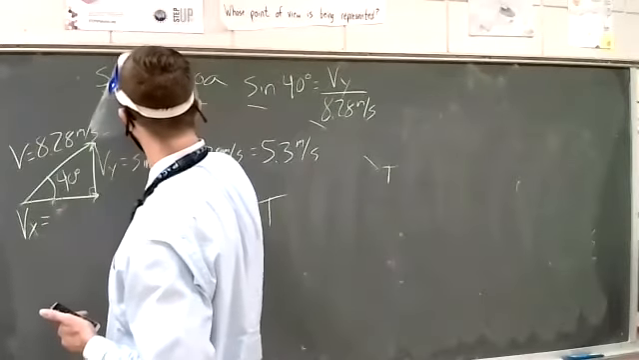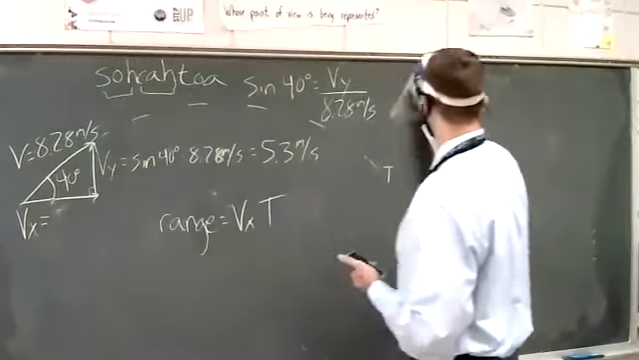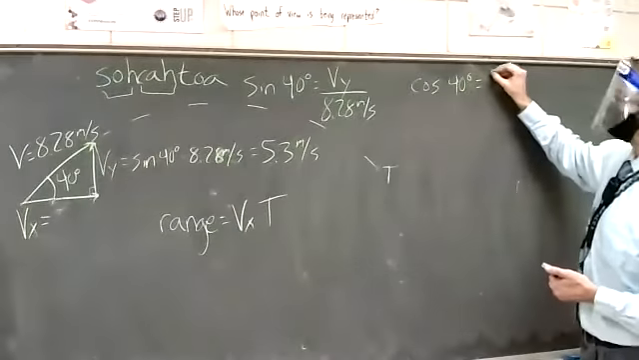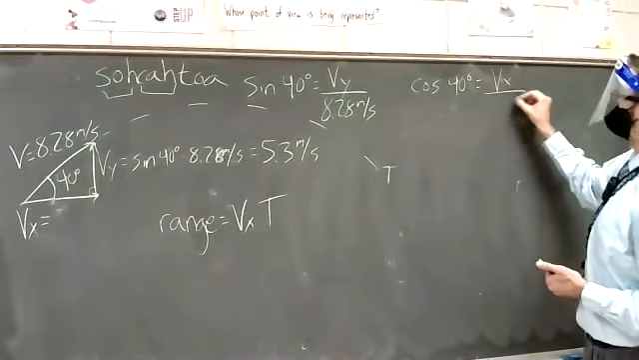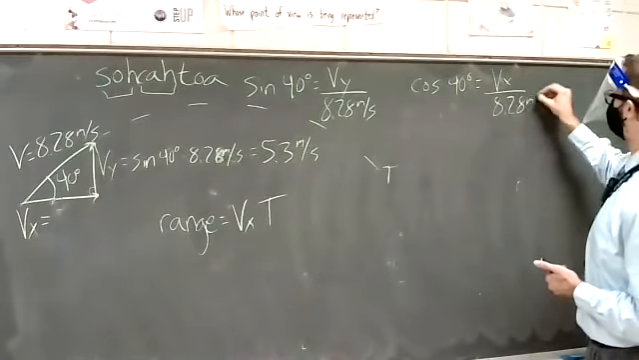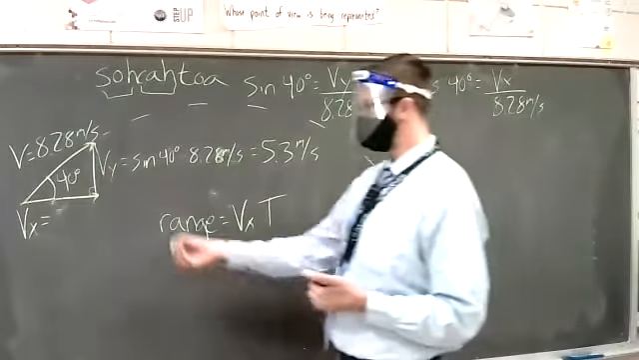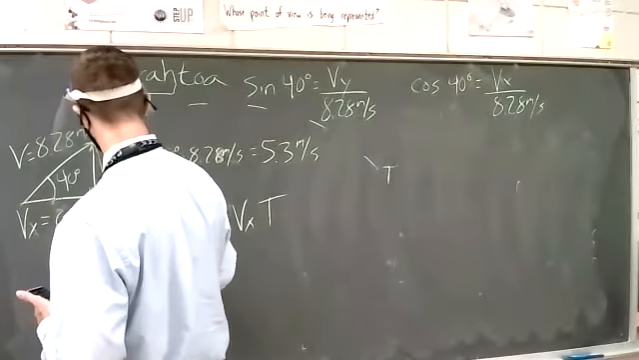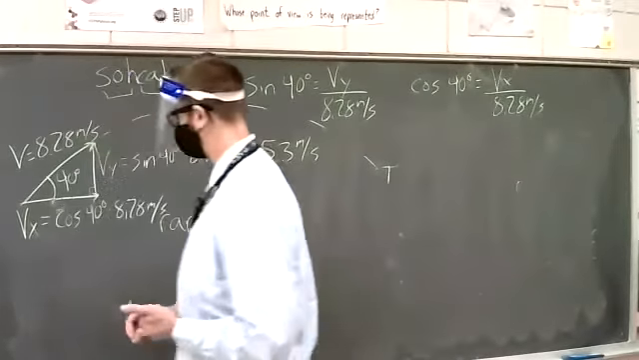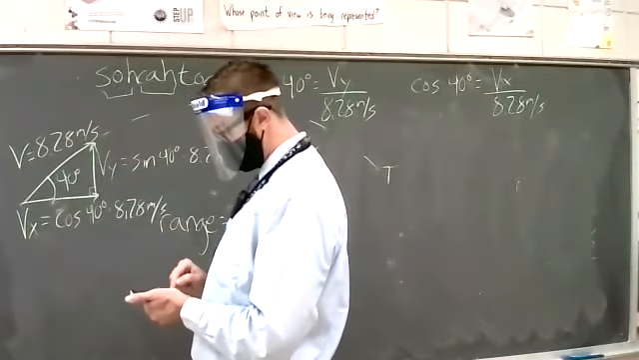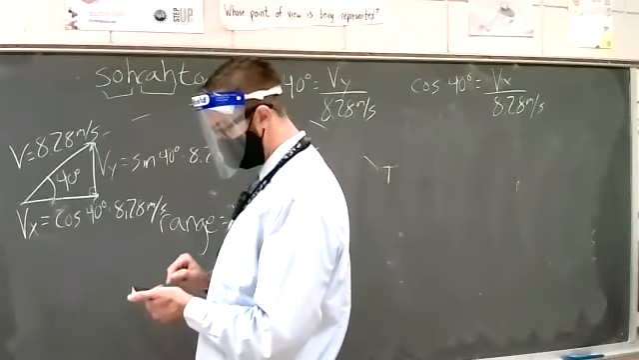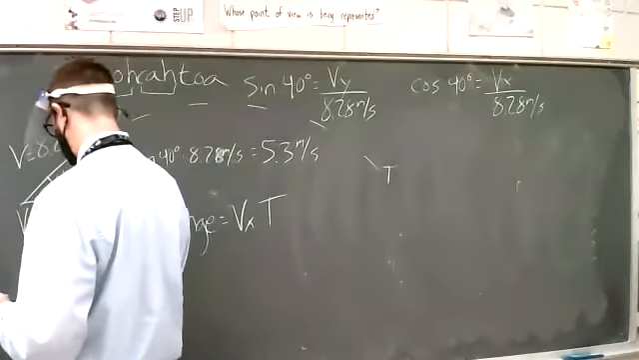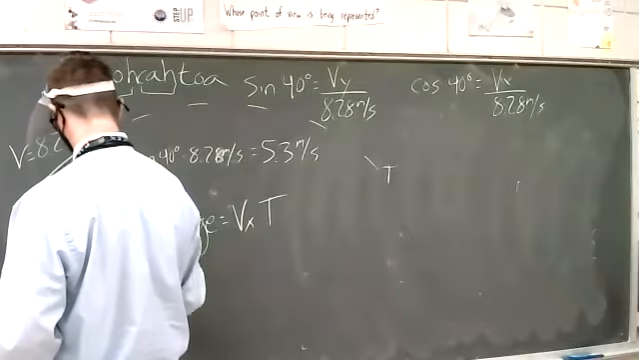This is the side adjacent, so this little piece of it here. The cosine of that angle is equal to the side adjacent, which is the x component of velocity, divided by the hypotenuse, again in meters per second. And so we can see how we calculate the x component as the cosine of the angle times 8.28 meters per second. So I've got the cosine of 40 degrees times 8.28, which yields a value of 6.34 meters per second.